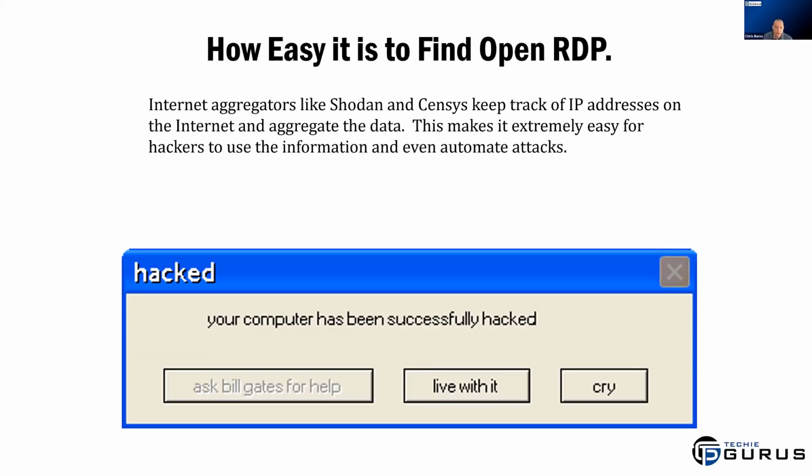They report on it. But what attackers can do is they can automate those. They can actually pull that information in and then automate attacks against it. So just because you're small, just because you're in Michigan, you're a small business, you are not anonymous. Quite the opposite, actually.